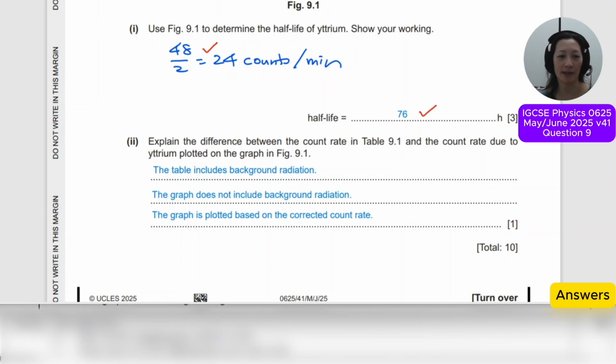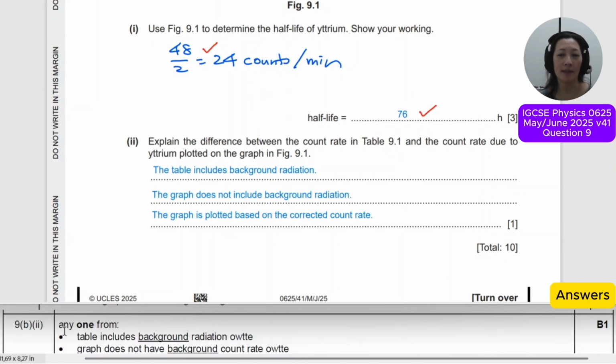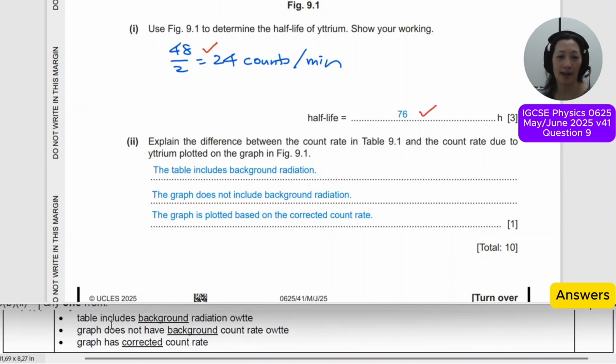So now let's check the mark scheme. So the mark scheme accepts the answer from anyone from below. Table includes background radiation. You must have the word background. That's why it's underlined. Graph does not have background count rate. Again, the term background is underlined, which means it must be present in your answer. Or you can mention that the graph has corrected count rate. The word corrected is underlined because it must be present. So any one of these would give us the 1 mark. I forgot to award myself 3 marks for this question just now. And that's how we solve question 9.